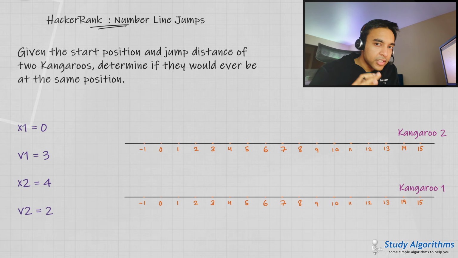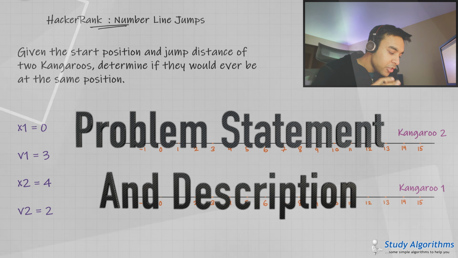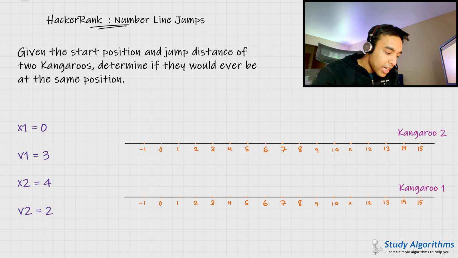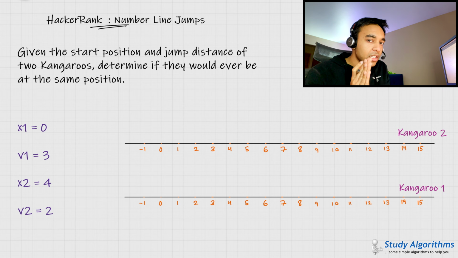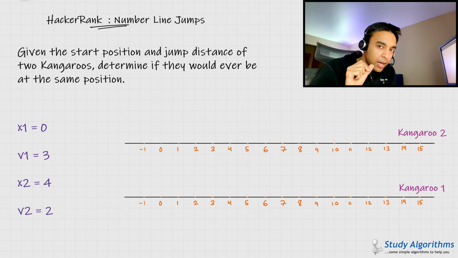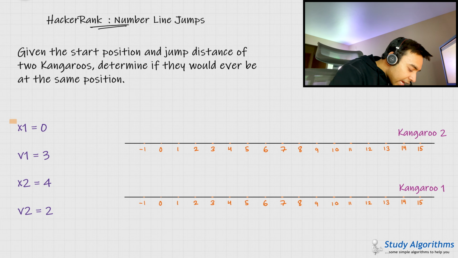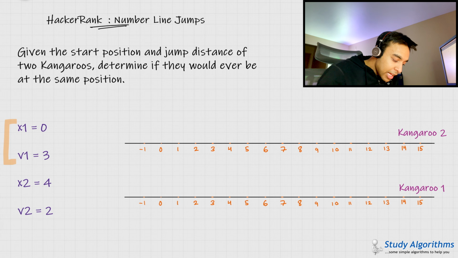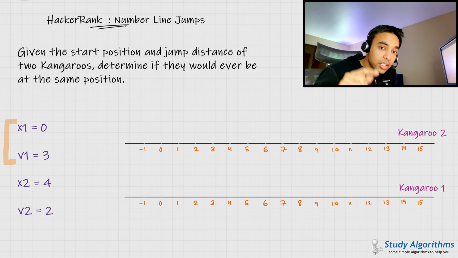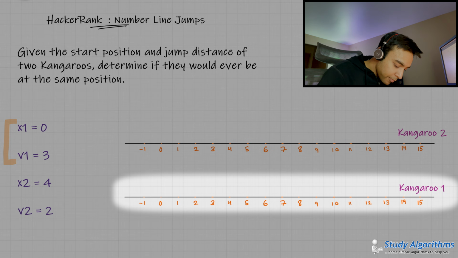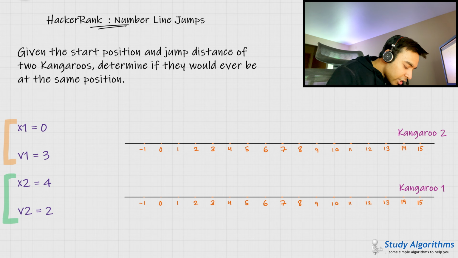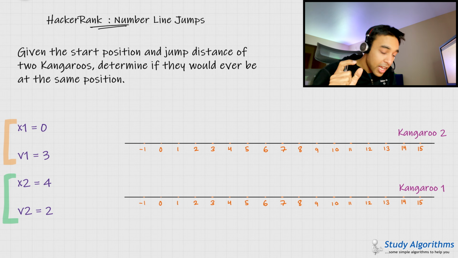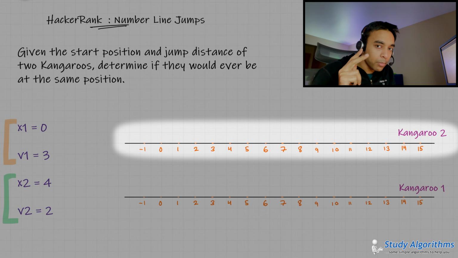Let us try to understand the problem first. You are given the start position and the jump distance of two kangaroos, and you have to determine if they would ever land in the same position after a certain number of jumps. And the input parameters look something like this. X1 and V1 tell the starting position and the jump distance of kangaroo number 1, and X2 and V2 tell the starting position and the jump distance of kangaroo number 2.